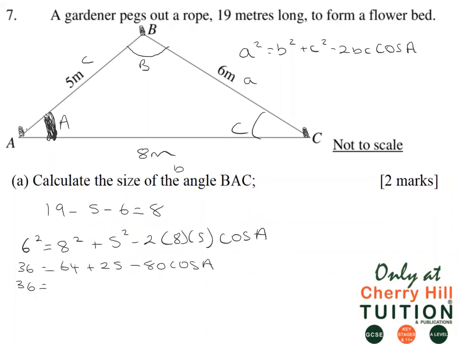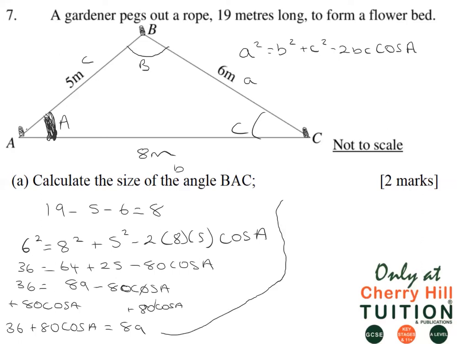So we can tidy this up by collecting like terms. So 64 plus 25, which is 89, minus 80 cos of A. Now we need cos of A to be positive, so let's add 80 cos A to both sides. Leaving us with 36 plus 80 cos of A is equal to 89. So the minus 80 cos A and the plus 80 cos A both cancel out. And then we can take 36 away from both sides, leaving us with 80 cos A, which is equal to 89 minus 36, which is 53.